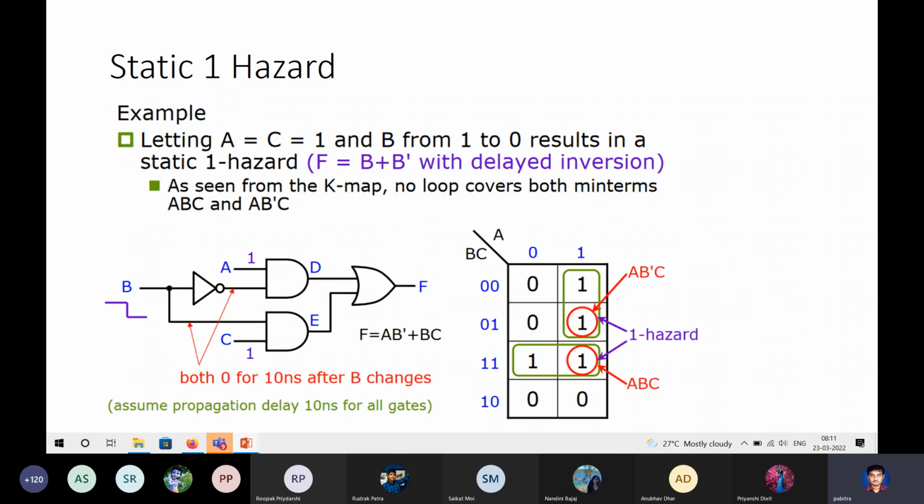So now if we have a transition, say from one of the min terms to another, let's say from this top one to this one, let's say there is a transition. That means before the transition, one of the cubes is 1, and after the transition, another cube is 1.